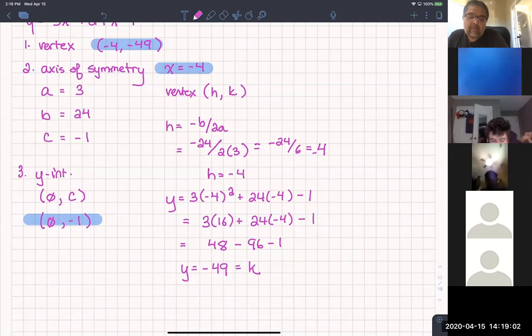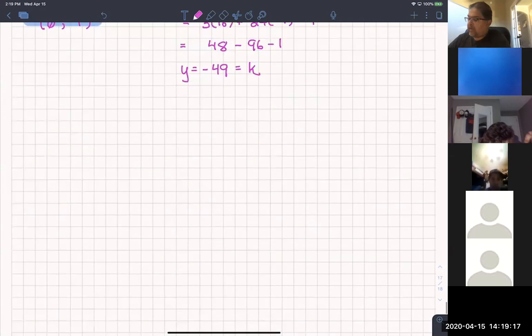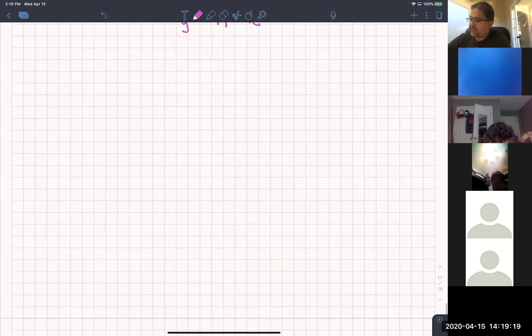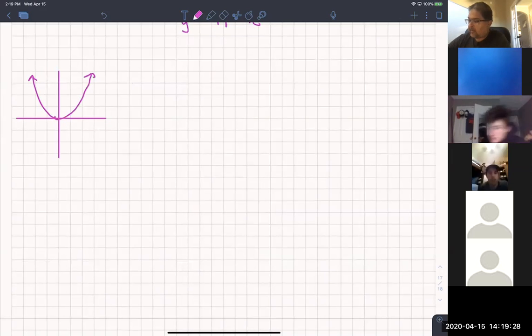So looking at a formula, you should be able to tell me the x-intercept, the vertex, the axis of symmetry, and the y-intercept. Now, when you have a parabola, you can have one of two situations. You can have the thing opening up, or you can have the thing opening down. So it can either be happy or sad.